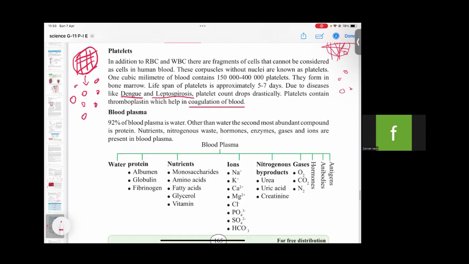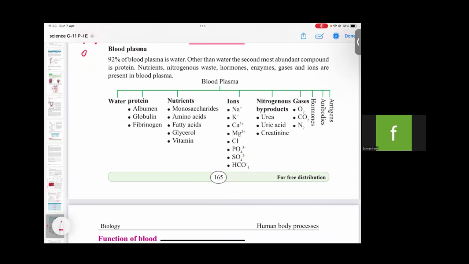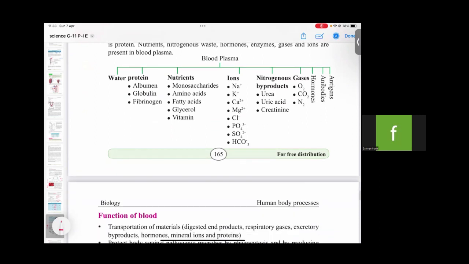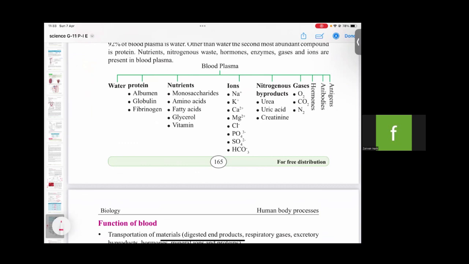Next, we have blood plasma. If we take 100 milliliters of plasma, 92 milliliters is water. Other than that, we have the other components: protein, nutrients, nitrogenous bases, hormones, enzymes, gases, and ions. For protein, you have albumin, globulin, fibrinogen. I think it's good to remember the proteins. Nutrients: monosaccharides, amino acids, fatty acids, glycerol, vitamins, and so on. And then you have ions, Na+, K+, Ca2+, Mg2+.